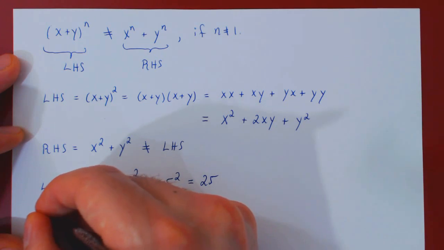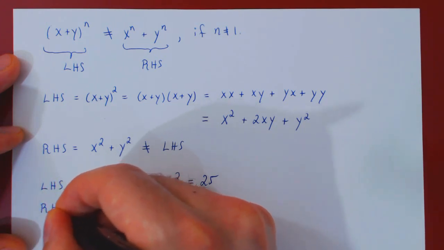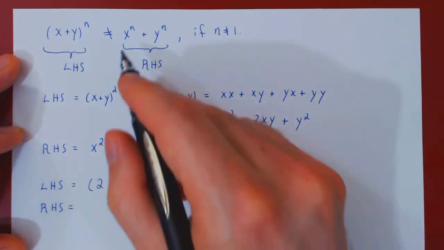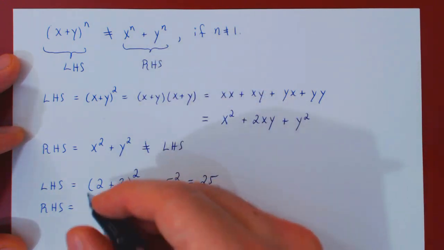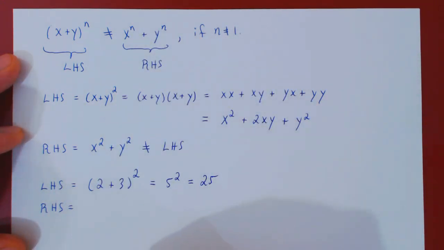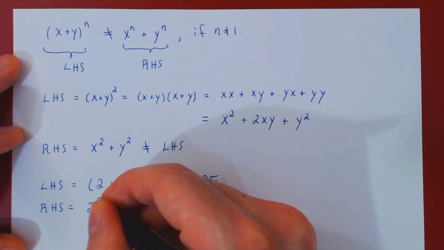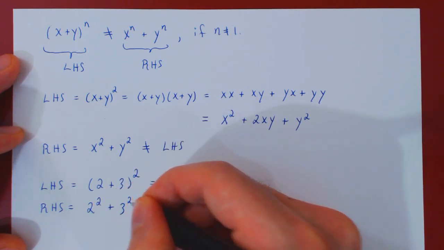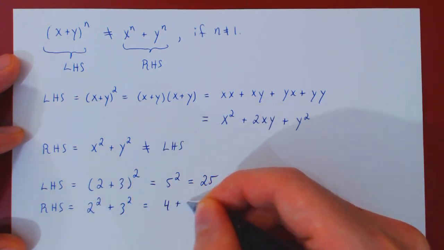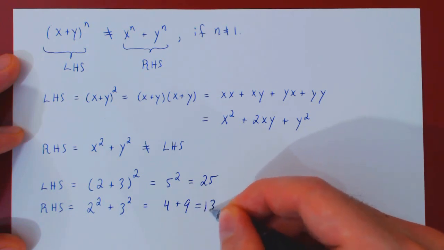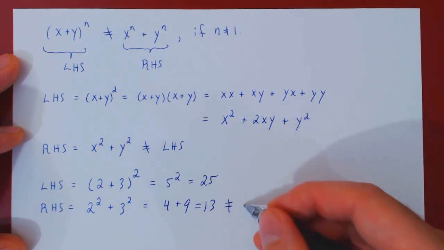Now what about the right-hand side? Again, x is 2, y is 3, and n in each case is 2, so we have 2 squared plus 3 squared, which is simply 4 plus 9, which is 13, which clearly is not 25.